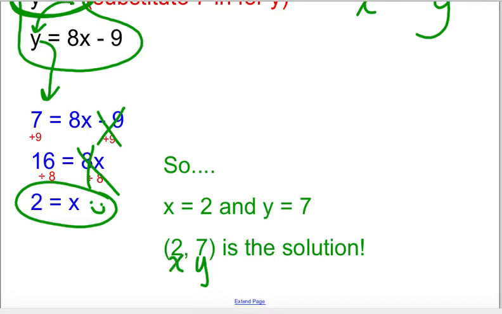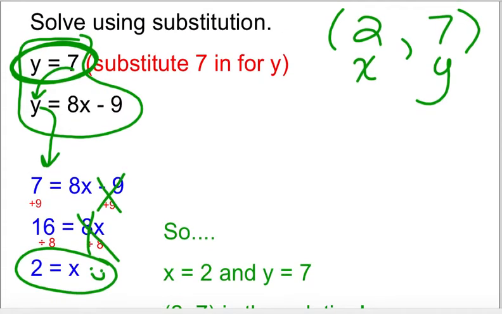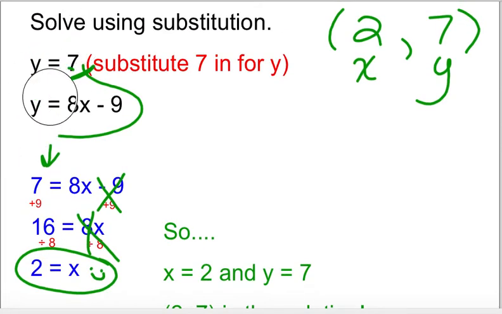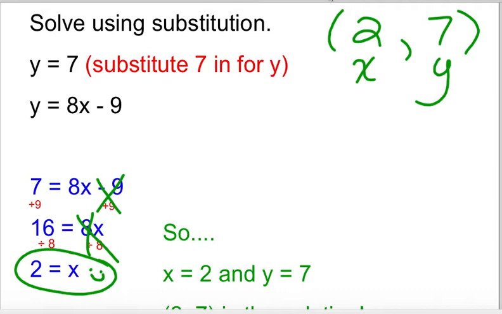And again, I hate to keep saying this over and over again, because sometimes I feel like I repeat myself so many times. What does that mean? That the solution is 2, 7. What that means is, if you put a 2 here and a 7 here, and you actually did the math, both sides would be equal to 7. Mathematically, it works.